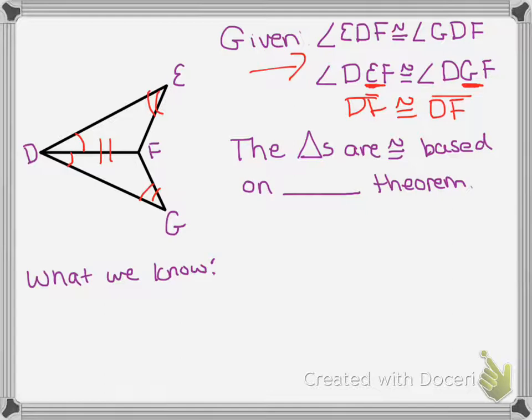Now that we've marked it, we can check what our order is. So I know I can't go that way. So I'm going to start here and go angle, angle, side, angle, angle, side. So the two triangles are congruent based on the angle, angle, side theorem.